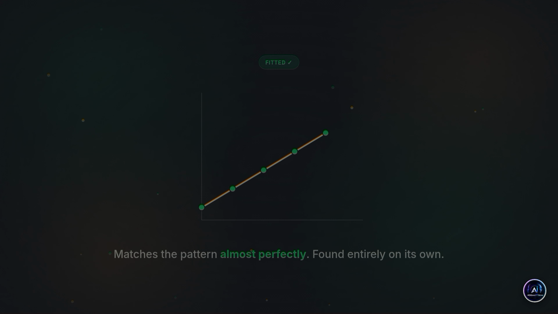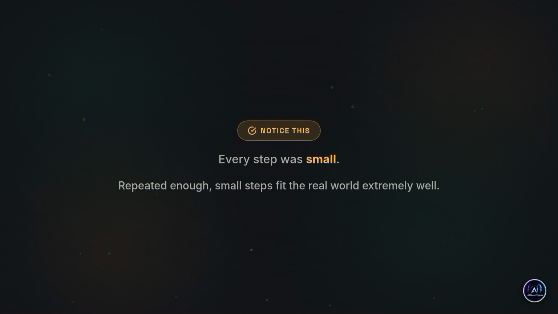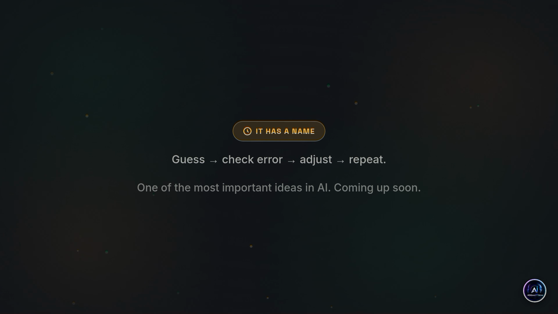Notice something important here. Every single step was small, but small steps, repeated enough times, add up to something that fits the real world extremely well. This repeating loop, guess, check the error, adjust a little, repeat, has a real name. It's one of the most important ideas in all of AI, and we'll open it up properly very soon.